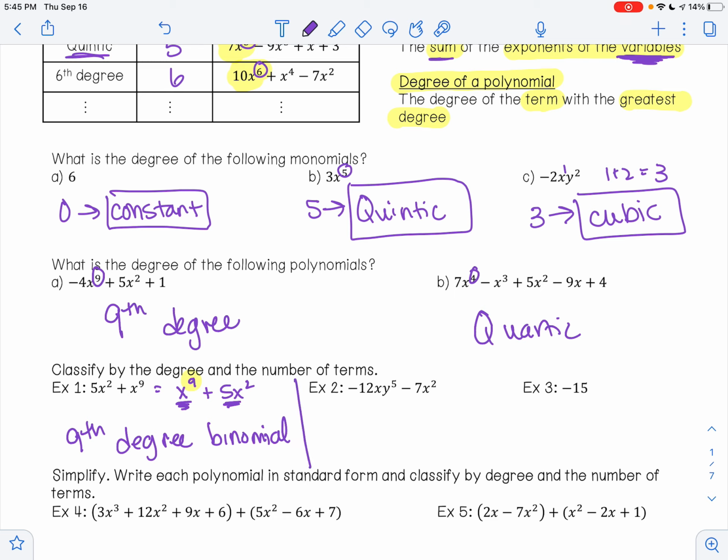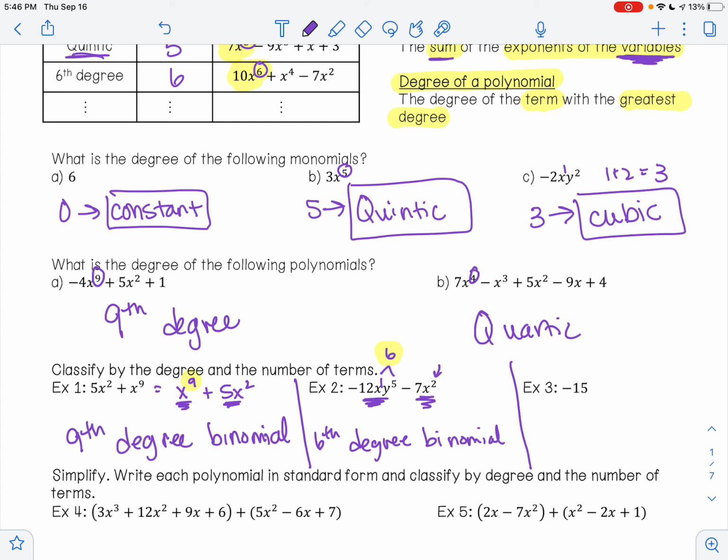For example 2, I have negative 12x y to the 5th minus 7x squared. So for this first term, I have x to the power of 1. 1 plus 5 is 6. And this one has a degree of 2. The highest one is 6. So this one would be a 6th degree binomial. Again, this is a binomial because I have 1, 2 terms.